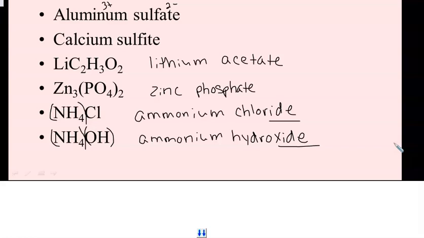So I would think the more practice, this is something that we'll use over and over again in chemistry, especially ionic, so you might as well go ahead and try to get good at writing formulas and naming them.